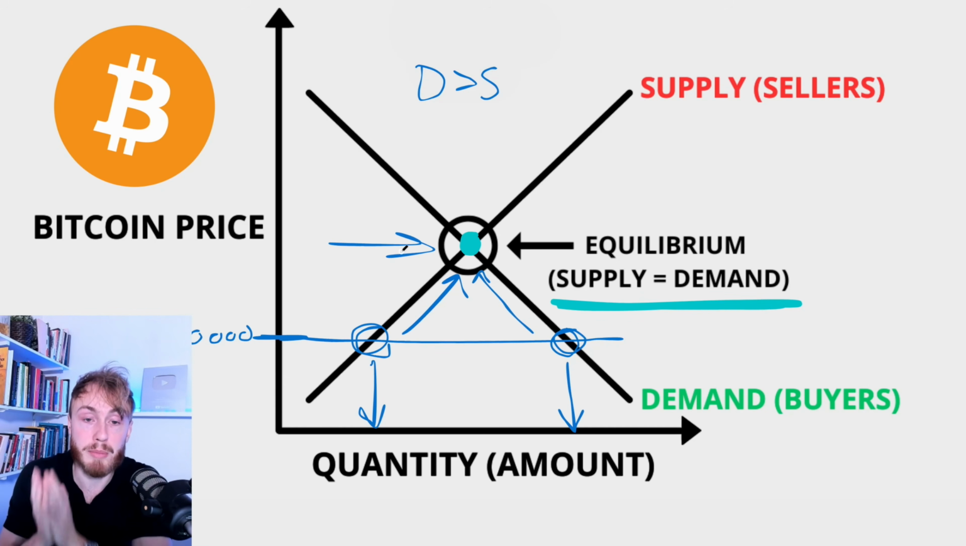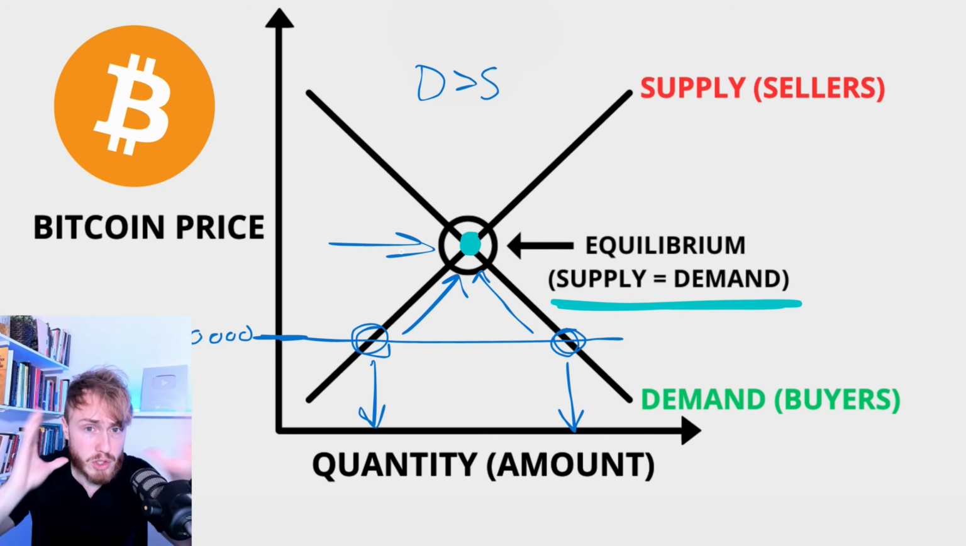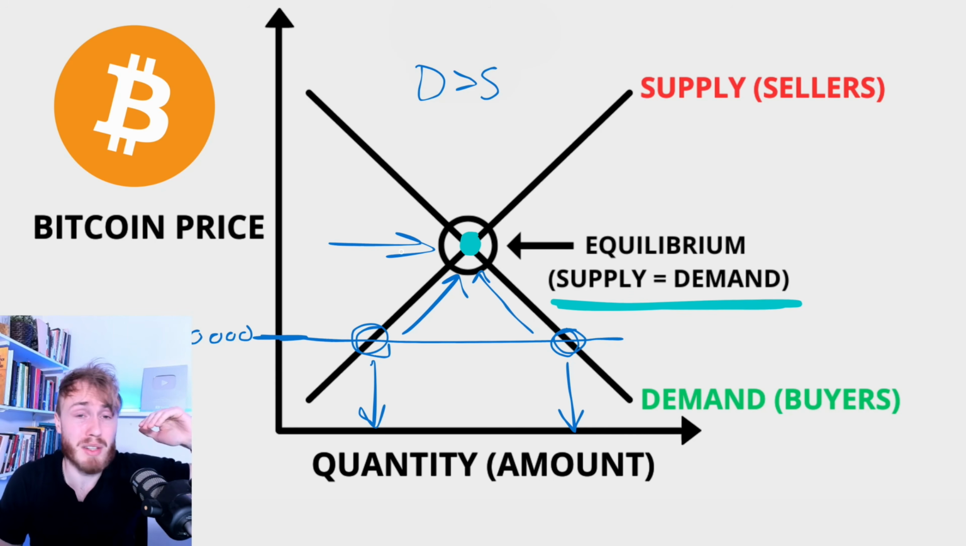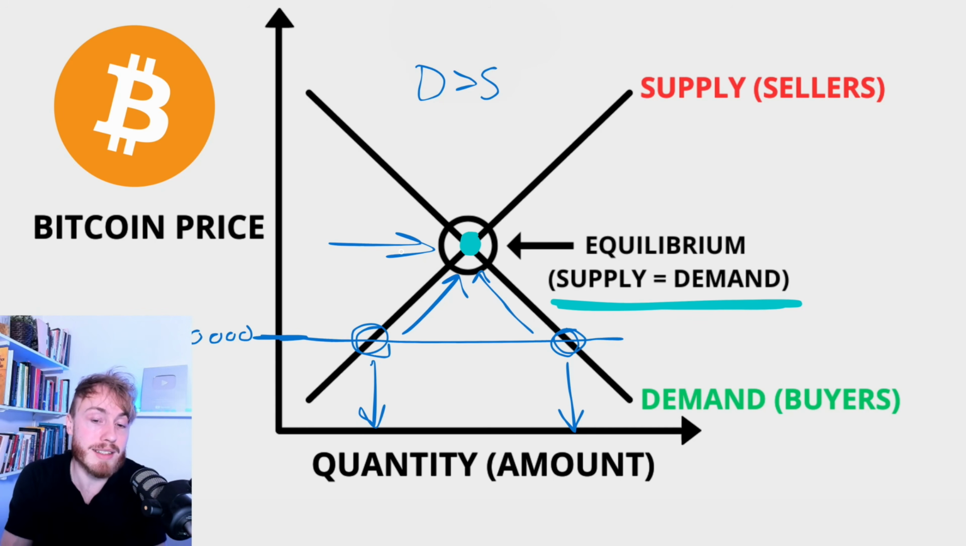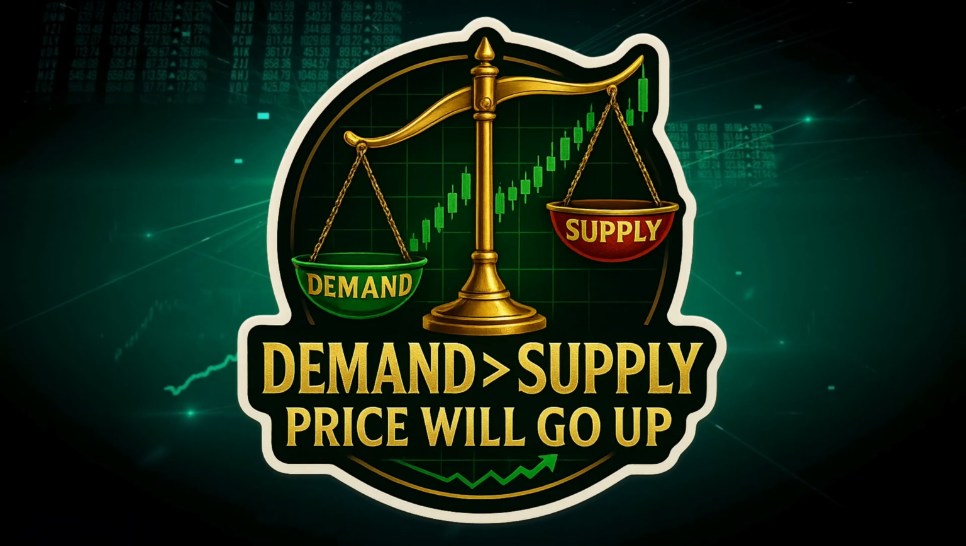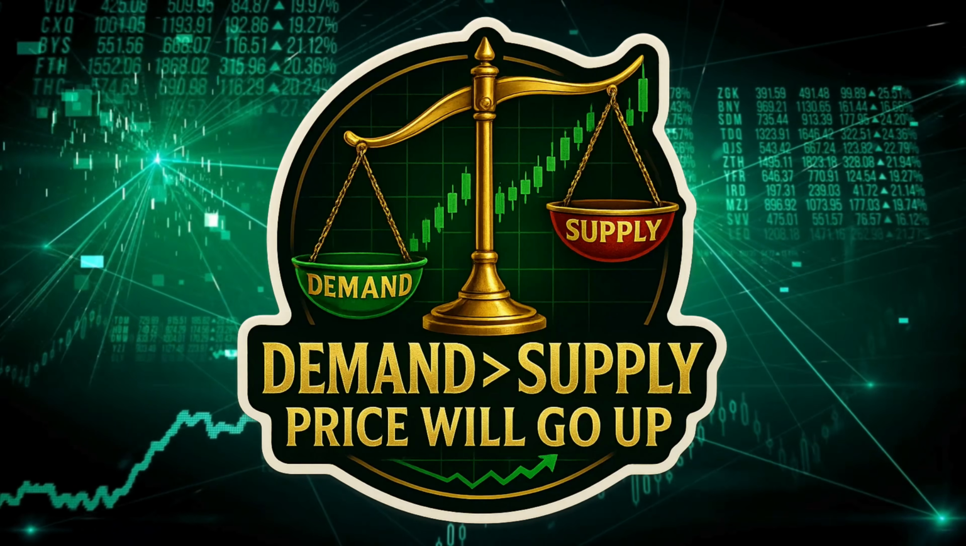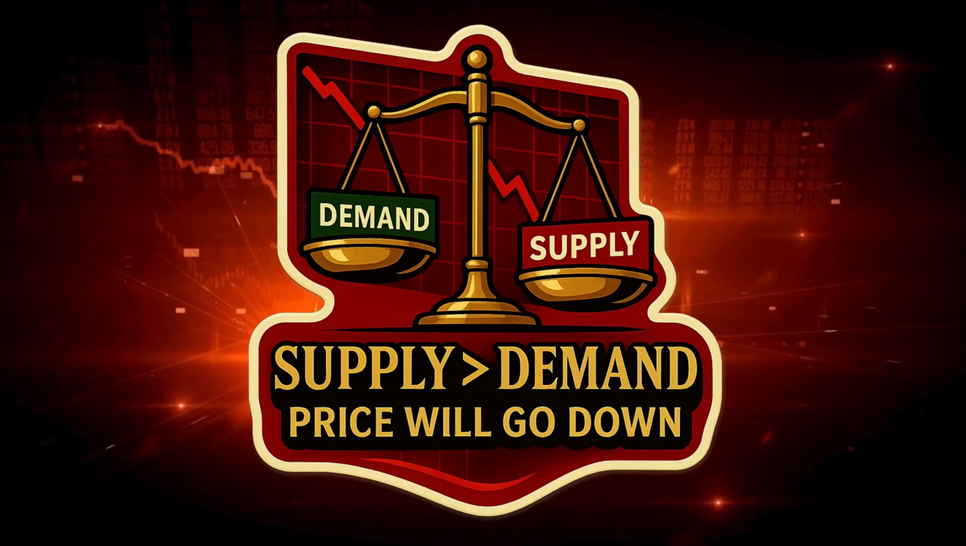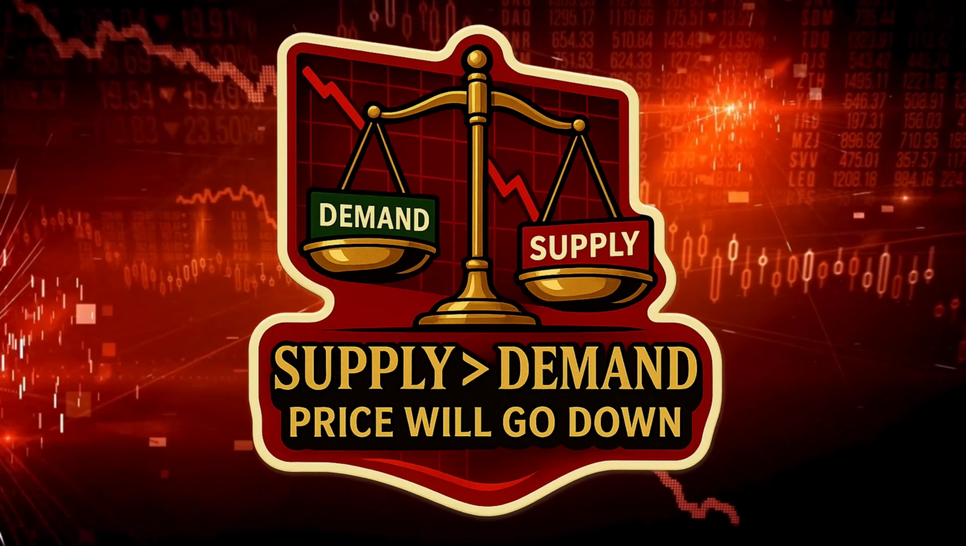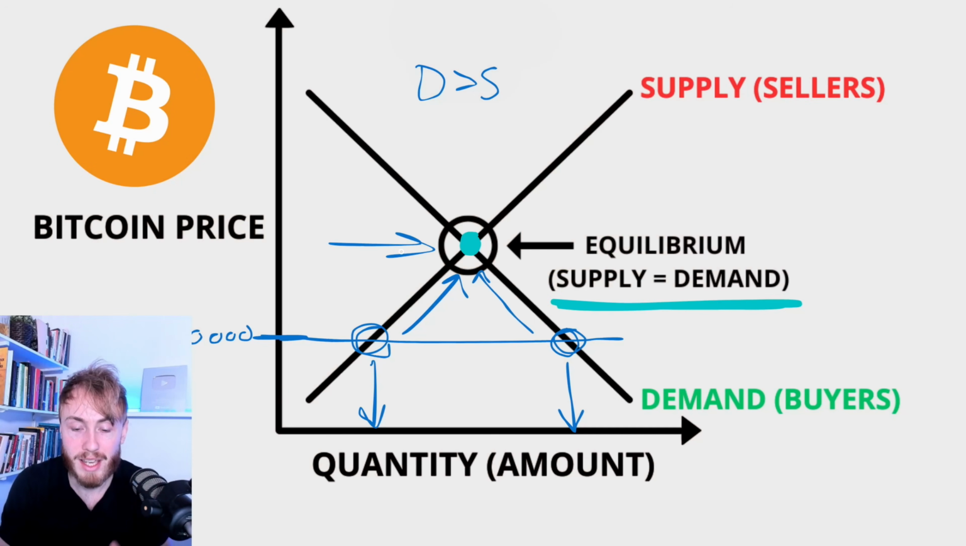So just by understanding this graph right here, I would say that you understand more than 90% of people about how supply and demand works. It really is this simple. More demand than supply, price will be pushed up. More supply than demand, price will be pushed down. And this is how supply and demand affects every single price chart you have ever seen.